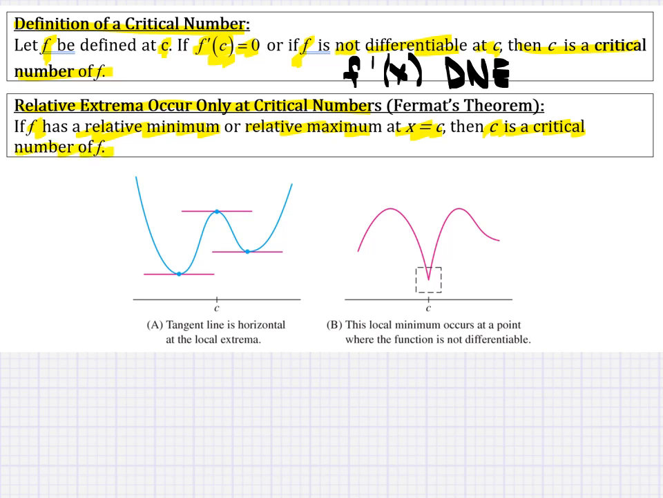Now, this is an if-then statement. We've talked about this previously. These can only be read in one direction. If we are going to have a minimum or maximum, it would have to occur at a critical number. What it doesn't say is that if we have a critical number, then we automatically have a maximum or minimum. That's not what it says, because not every critical number will in fact be a max or min. But the only place we could possibly have a max or min would be at critical numbers. So that's what you need to understand from this theorem.